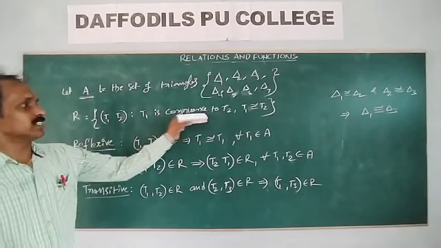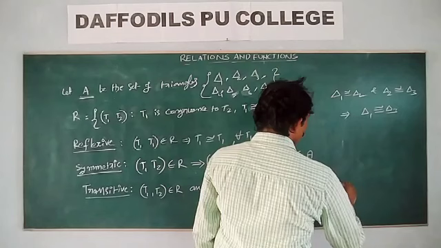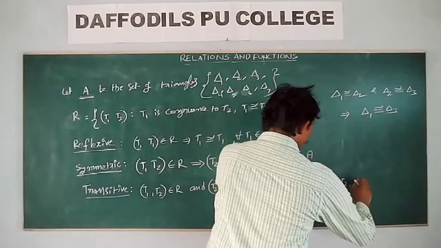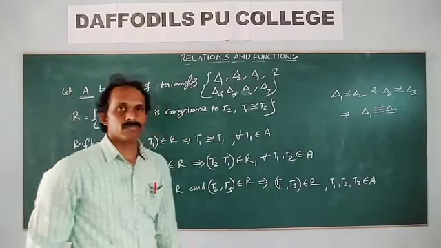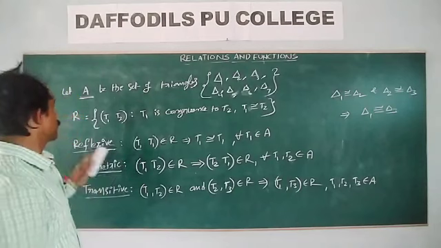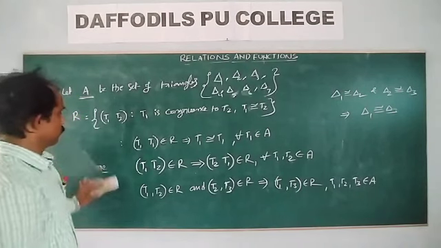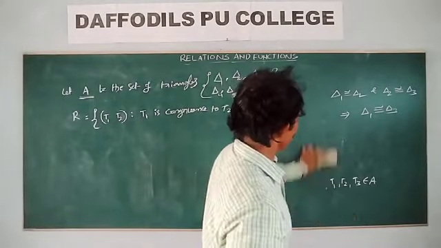What is R in this relation? For all T1, T2, T3 belonging to A, it holds. So this is the example. One more example.